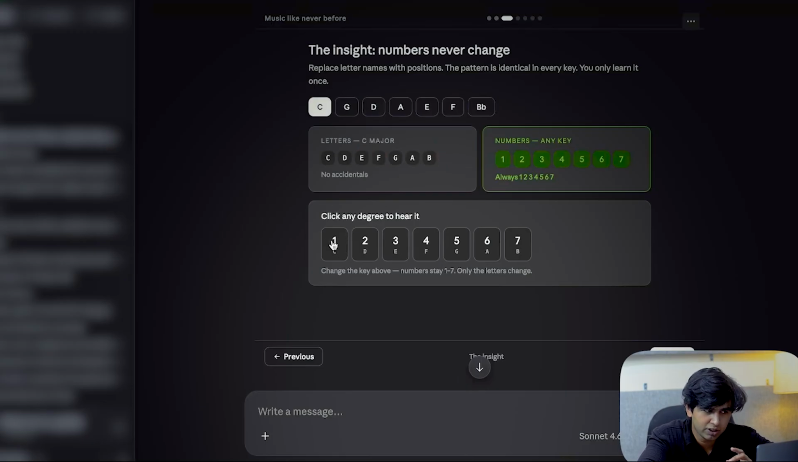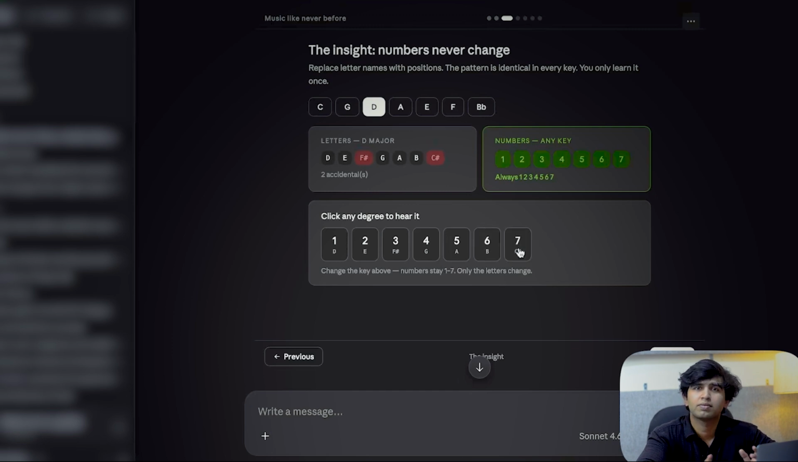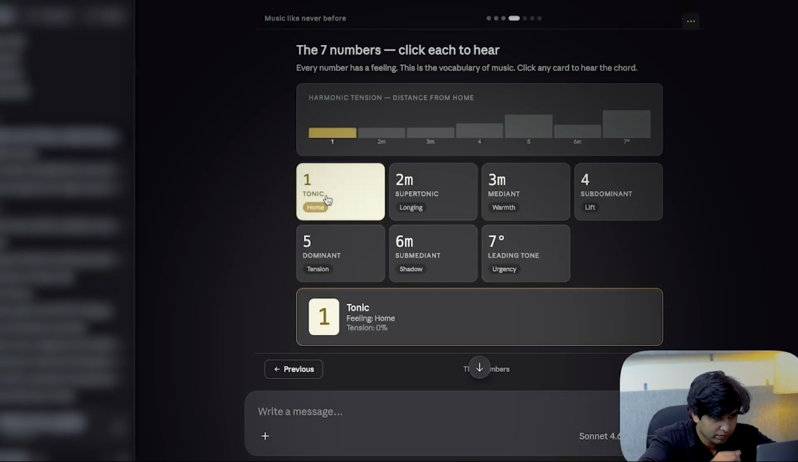Let's go to C major. 4, 5, 6, 7, right? Change the scale. It's the same thing. So basically, now when you are learning music, try to focus on the number system rather than the letter names.